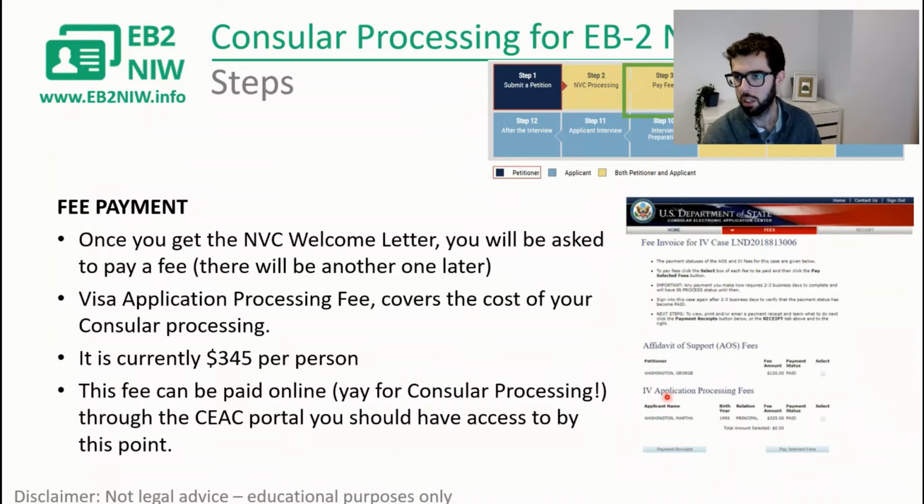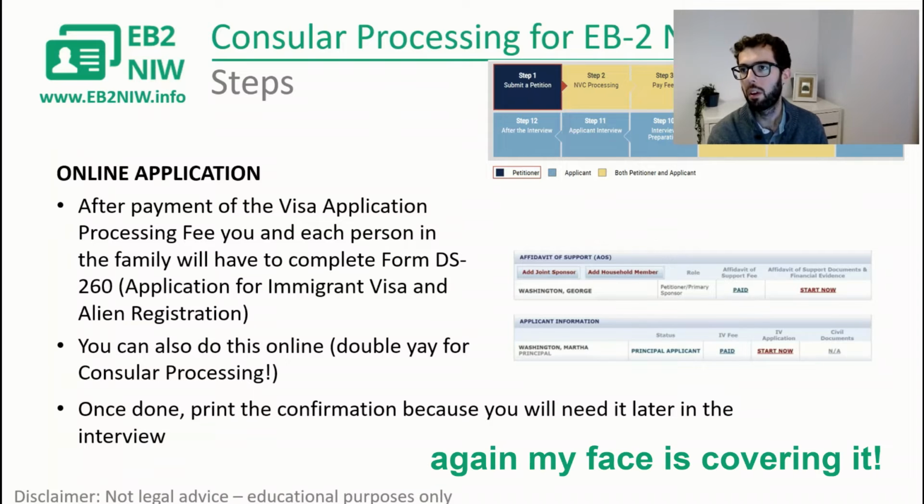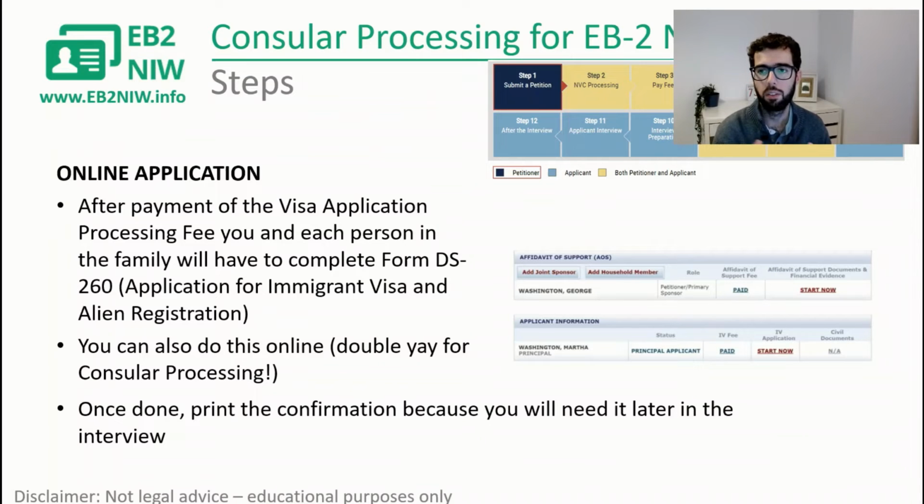So this is a screenshot of that portal and how you can pay the fee and get the receipt of that payment. The next step is what is called online application, and note that I jumped over these two steps, 4 and 5, related to affidavit of support and financial documents, because since this is a self-sponsored visa, you do not need to do those two.